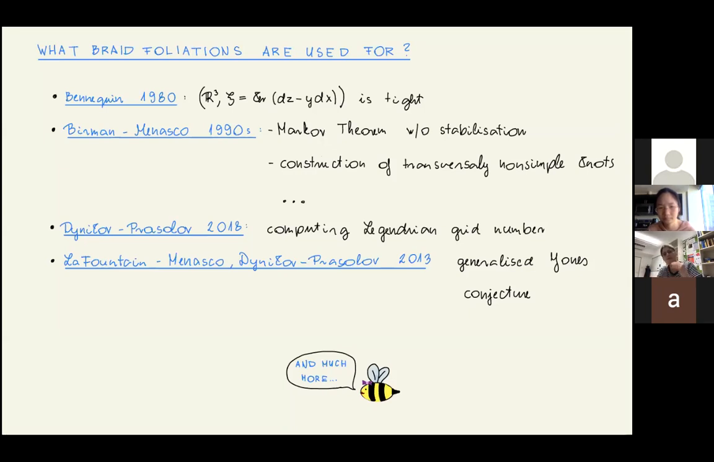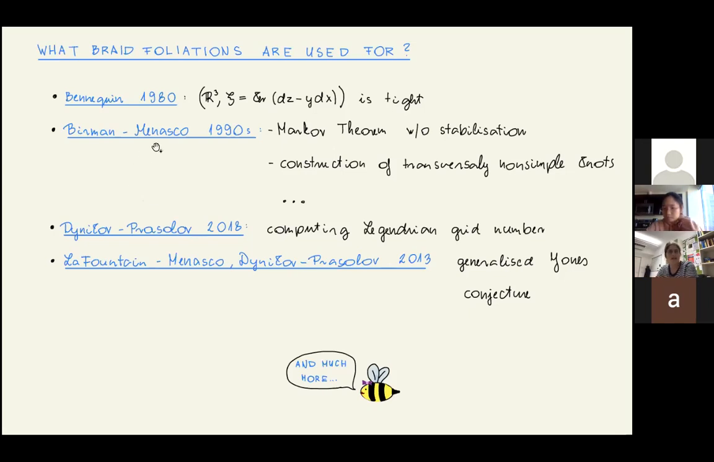And they have used braid foliations for many things, understanding essential surfaces and so on. They did a lot of things. And then recently, they have been revived. Dynnikov and Prasolov used them to compute Legendrian grid number. So there's an explicit algorithm so that for any Legendrian knot, you can tell what is the smallest grid you can put it on.